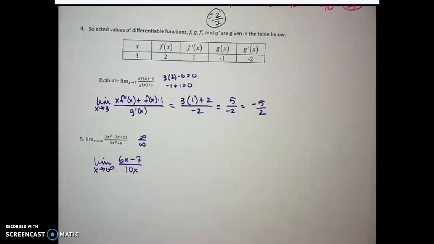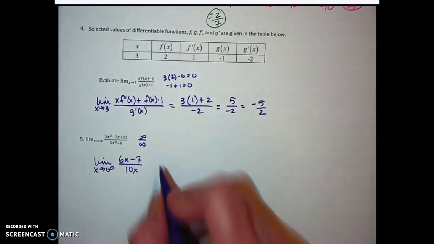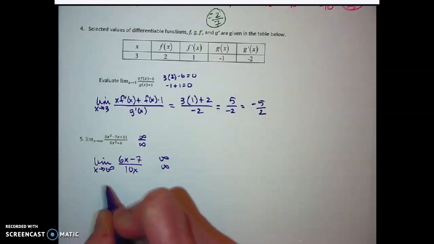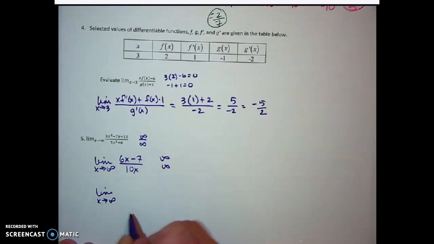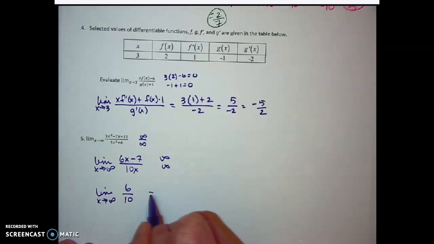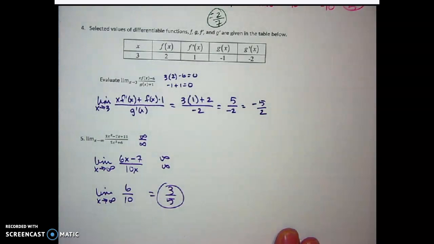Applying L'Hopital's rule, we have 6x minus 7 over 10x, and still, as x approaches infinity, we're going to get infinity over infinity. So we have to apply L'Hopital's rule again. We're going to get the limit as x approaches infinity of 6 over 10. Directly substituting in, well, there are no x's, so simplifying this, we get 3/5.